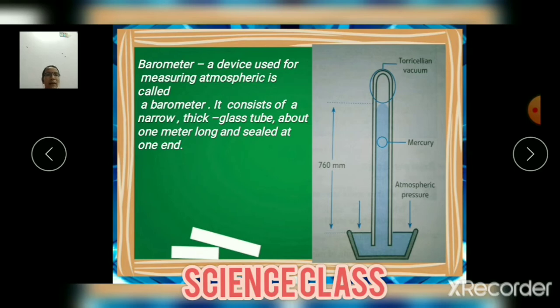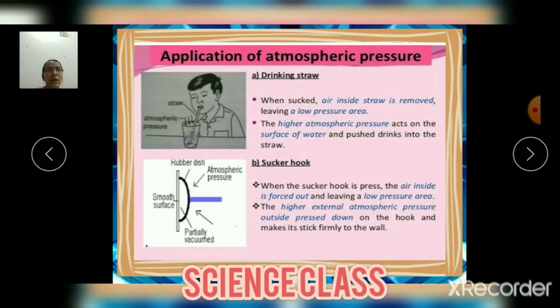Why does it happen? Because of the atmospheric pressure around the mercury, the atmospheric pressure acting from all sides around the mercury, due to that it happens. The unit of atmospheric pressure is the Pascal. Now the uses of atmospheric pressure, as in a drinking straw.